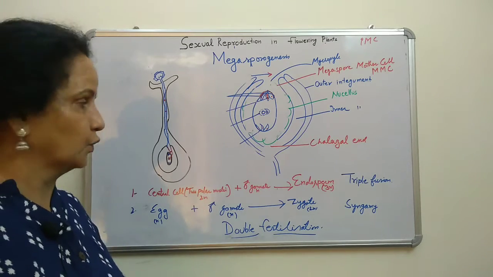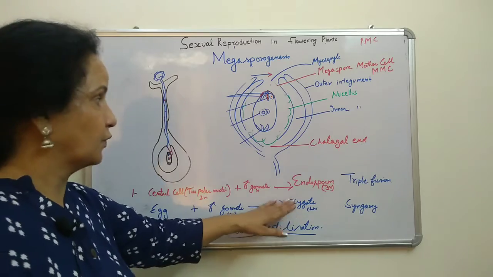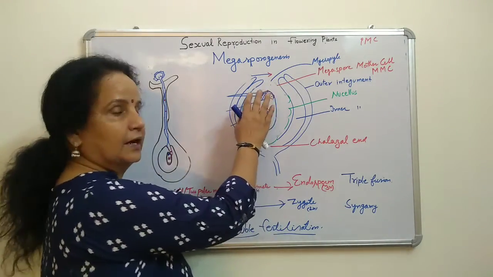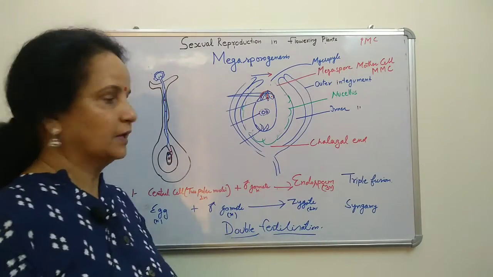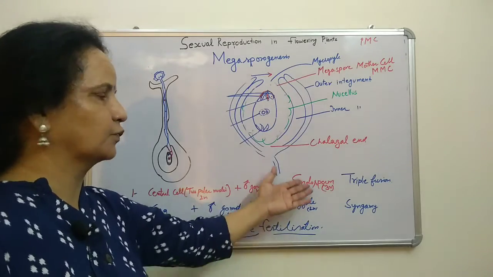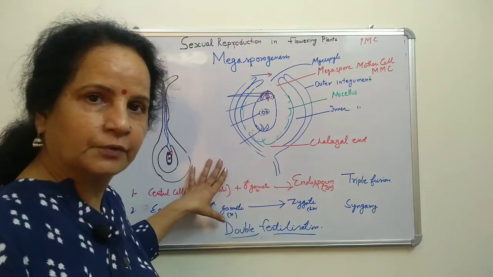Endosperm will provide food. So the question will be: what is the reason why triple fusion occurs first? Because that food will be ready for further development. They require food, and they are getting food from the endosperm. Right? So this is all about double fertilization.